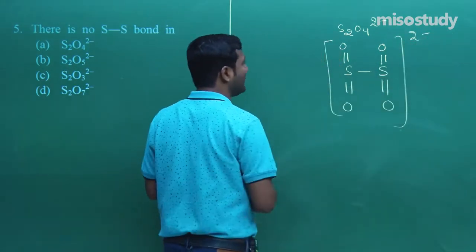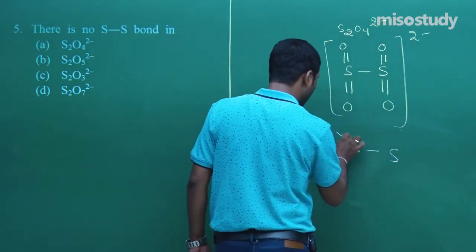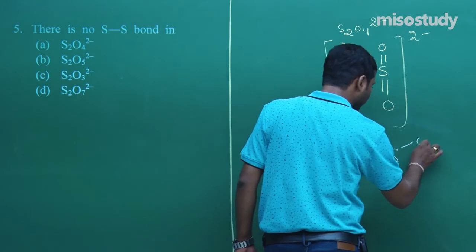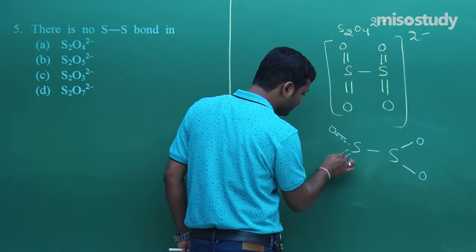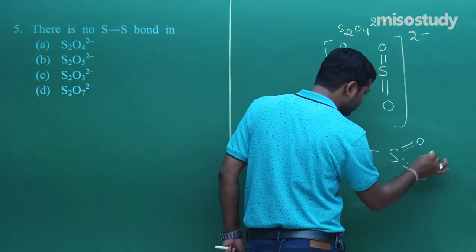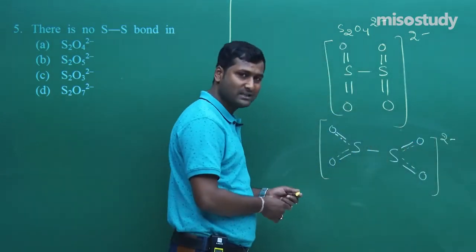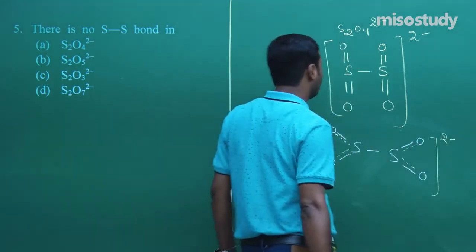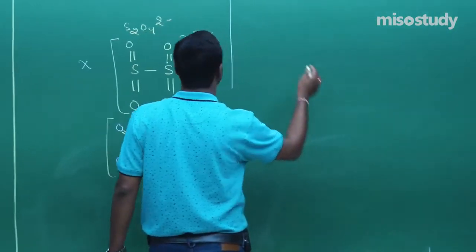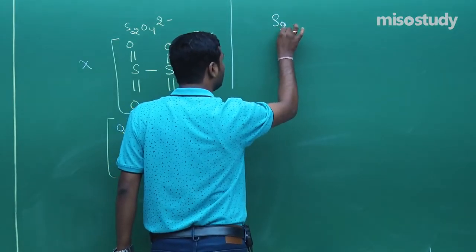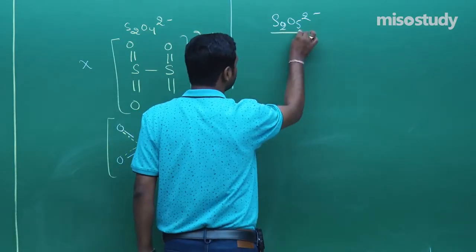Here in this case there is an S-S bond. It can also be written like this: S, S, O, then O, then O, then O. Clear? Or like this. That is the S2O4. Now here there is an S-S bond. So this is not a correct option. Now moving here, check it out. The next one is, friend, S2O5 2-.